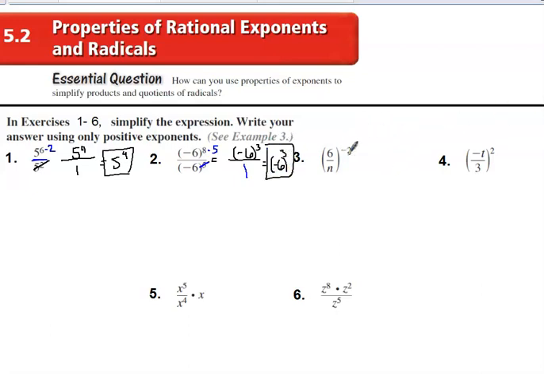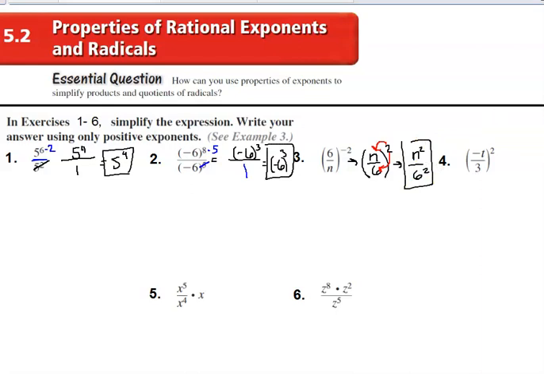For number 3, remember that a negative exponent means we flip the entire fraction over. So this would become n over 6, and my exponent is now positive. A negative exponent means we take the reciprocal, or we flip everything to the other side. Once I have that as positive, I can go ahead and take the 2 and just apply it to everything inside. So I'm left with n squared over 6 squared.